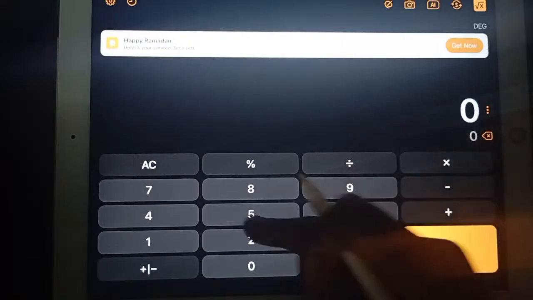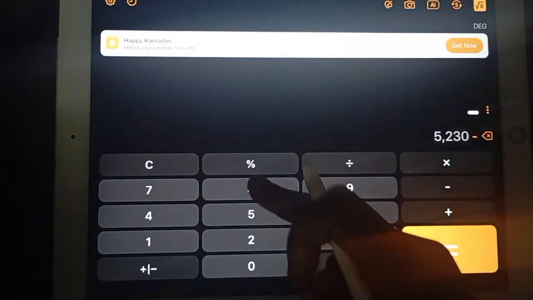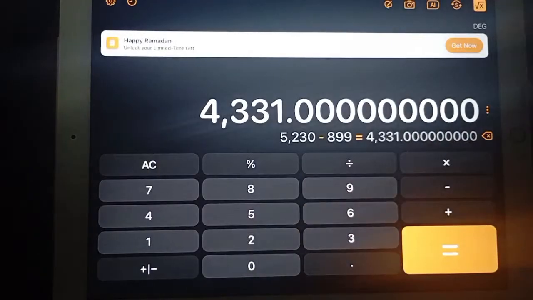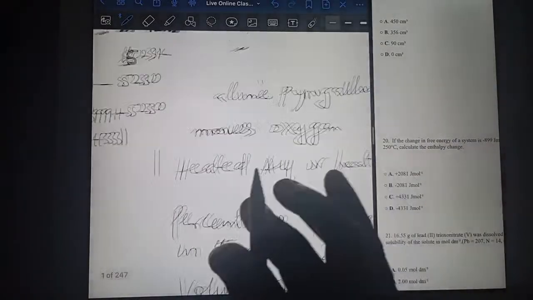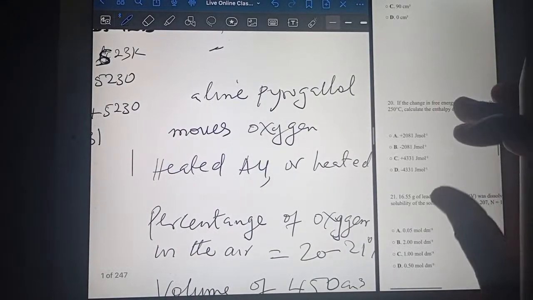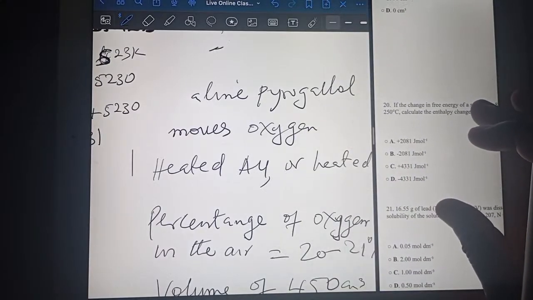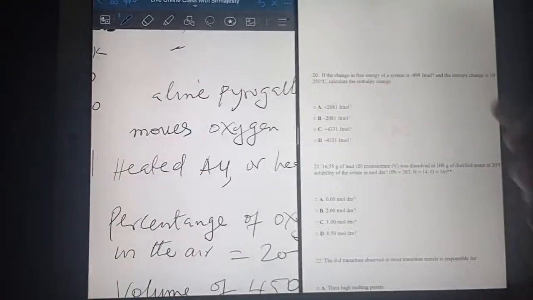From the calculator department, that is the same thing as saying 5230 minus 899. That will give us 4331. Okay, we move on. The correct answer to question number 20 is option C, plus 4331. All right.